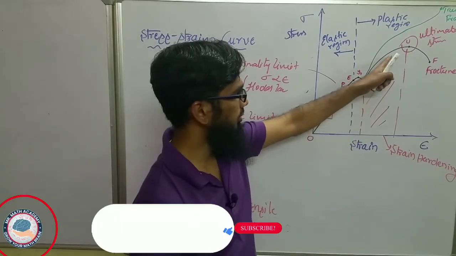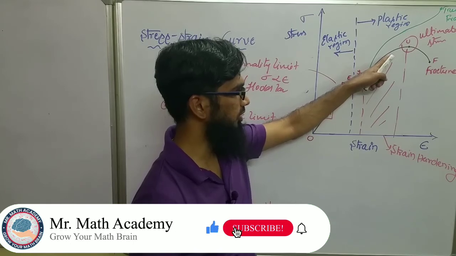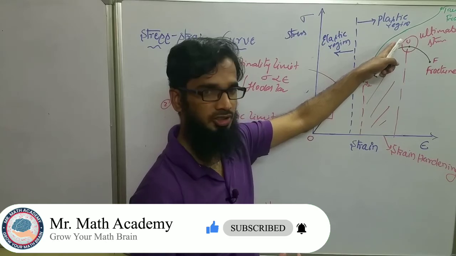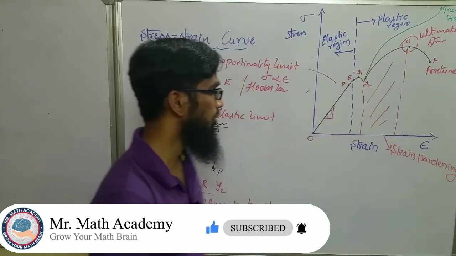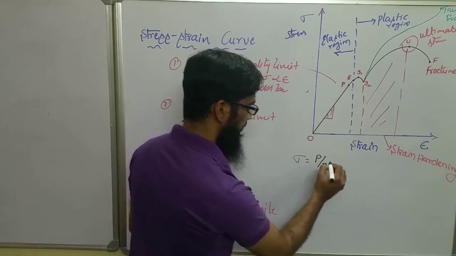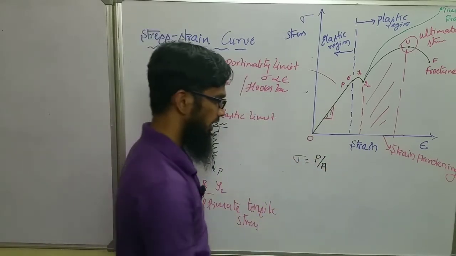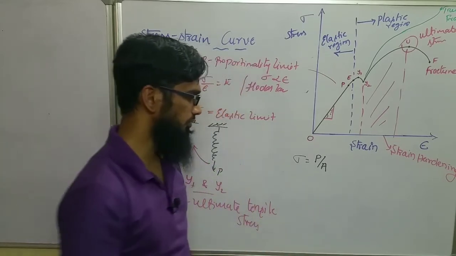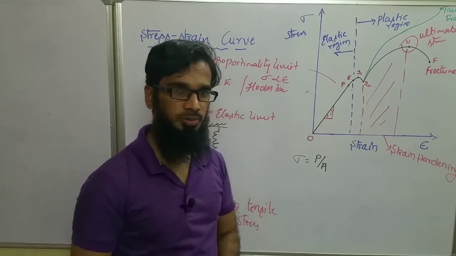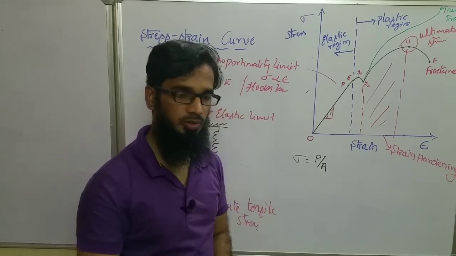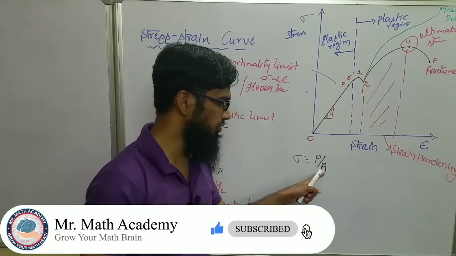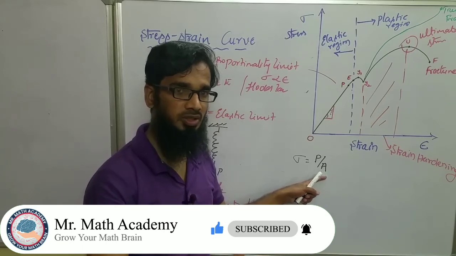The next point is why there is a difference between these two curves, the theoretical graph and the true graph, from point Y2. Generally we have sigma equal to P by area, that is stress equals load by area. This formula is used for engineering calculation purposes, so this area is a constant one, depending on the original dimensions. We take the cross-sectional area to remain the same throughout the calculation.